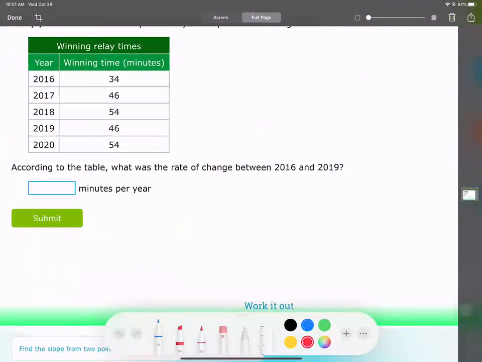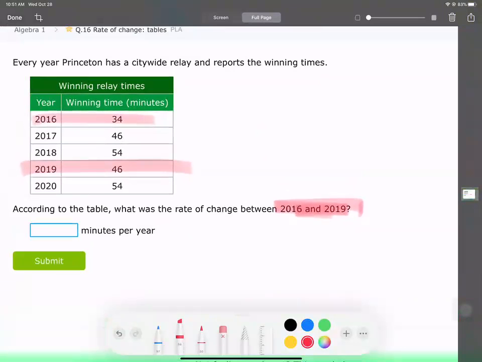And the years now are between 2016 and 2019. 2016 and 2019. So let's find those on the chart. I see 2016 and 2019. If you want to read, every year Princeton has a citywide relay and reports the winning times. So in 2016 was 34. 2019, oh my gosh, 46. That's a big change. Okay.